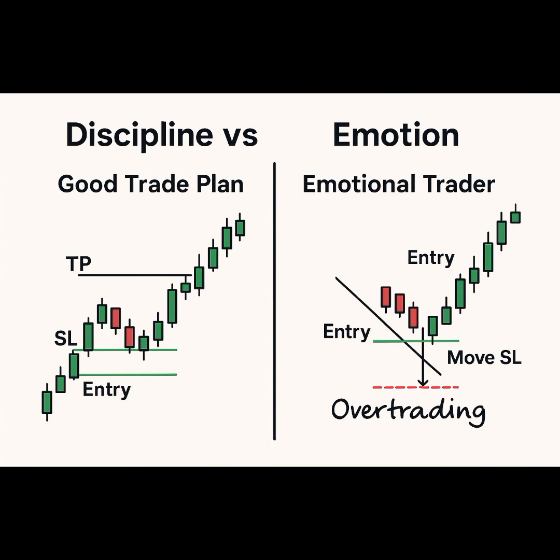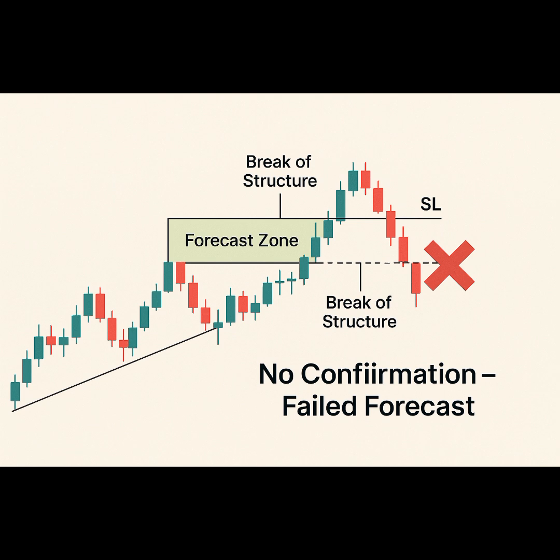Forecasting is powerful, but only when paired with proper risk management. Always use a stop loss below or above your structure. Aim for a risk-reward ratio of at least 1 to 2. Don't enter blindly. Wait for confirmation. Avoid emotional trading and don't move your stop loss once it's placed. Trading is a game of probability, not certainty. The goal is not to win every trade, but to win big when you're right and lose small when you're wrong. Stay disciplined.